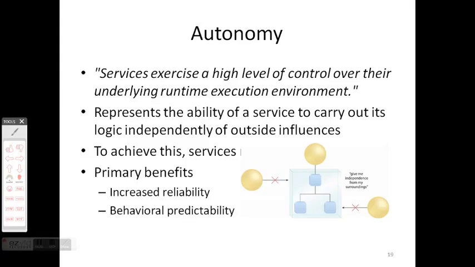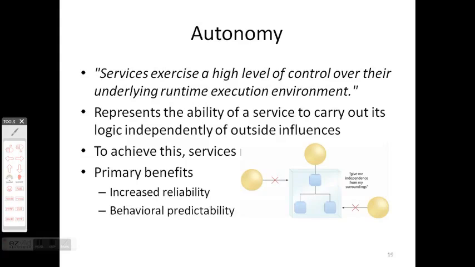Autonomy means the service exercises a high level of control over its underlying runtime execution environment. That means no other services or external influence can change the course of the execution of an individual service. So it represents the ability of a service to carry out its logic independently of outside influences. And that is to achieve these services.